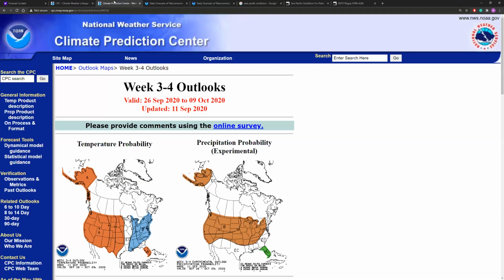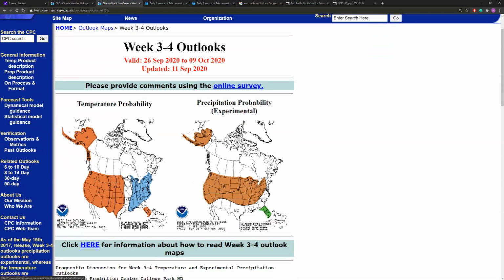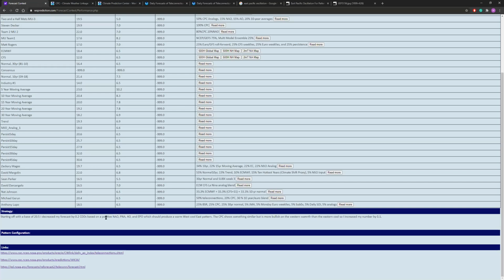But CPC, as has already been touched on, shows something similar. So I actually increased my CDD value by 0.1 based on this, just because there's so much warmth in the west, and there is not as much cool in the south, since that should be our major CDD producer at this point. Shouldn't be expecting too much from the northern tier of the country in late September, early October. And so that got me to my value of 20.4.